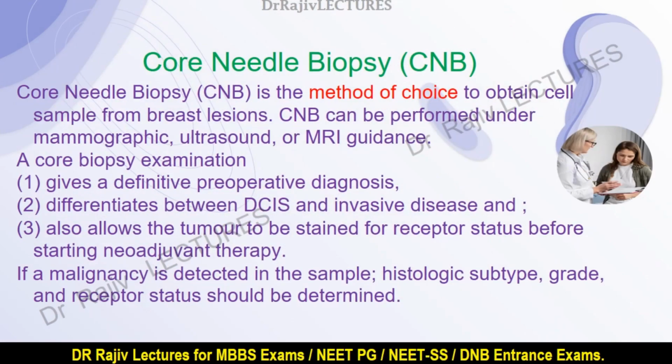Core needle biopsy is the method of choice to obtain cell sample from breast lesions. Under local anesthesia, using a spring-loaded vacuum-assisted device, a cytology sample is obtained using a 21 gauge or 23 gauge needle and a 10 ml syringe. Core needle biopsy can be performed under mammographic, ultrasound or MRI guidance.